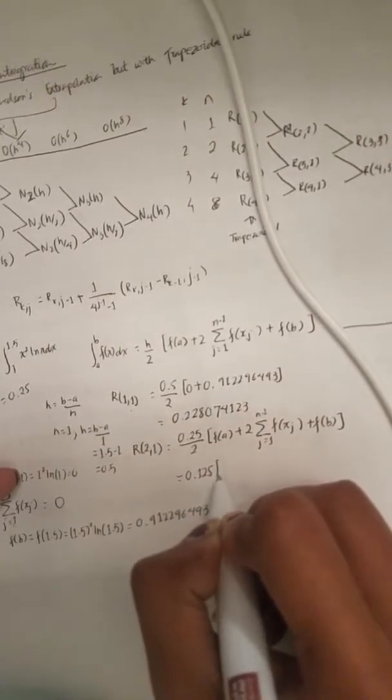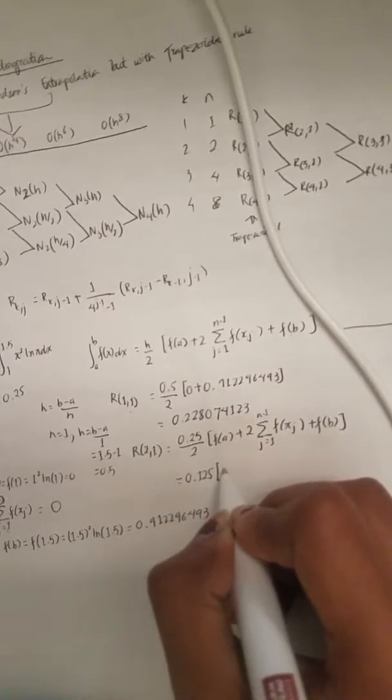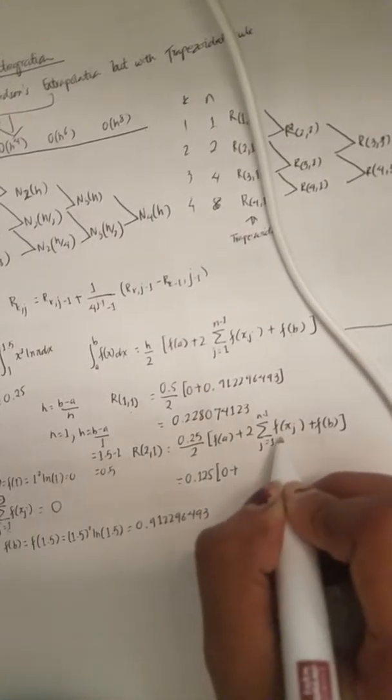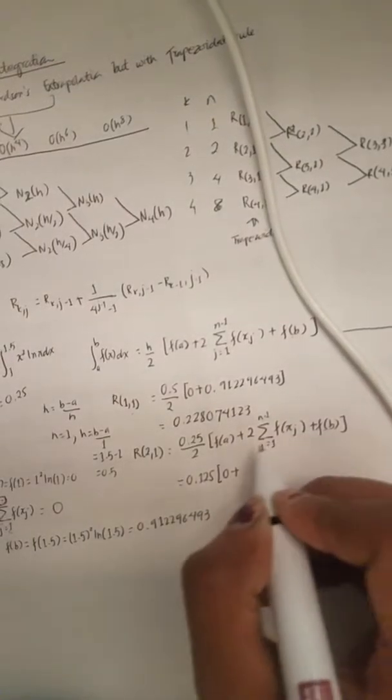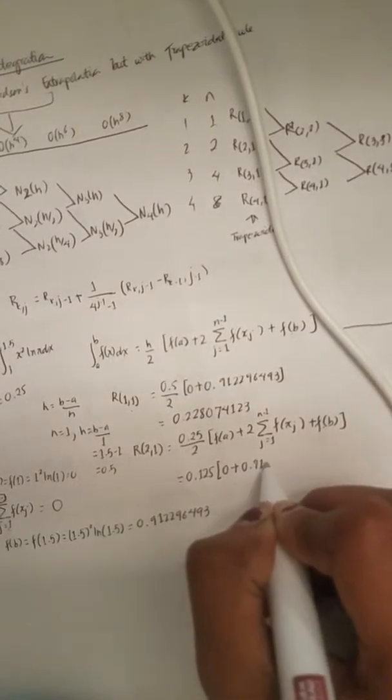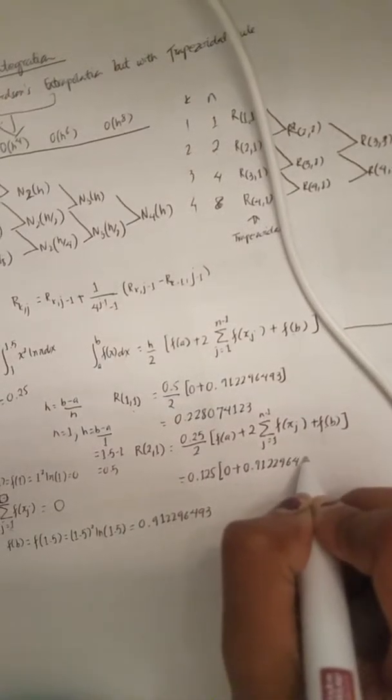So h over 2 is 0.125. f of a we calculated, it's 0. Let's do f of b first.